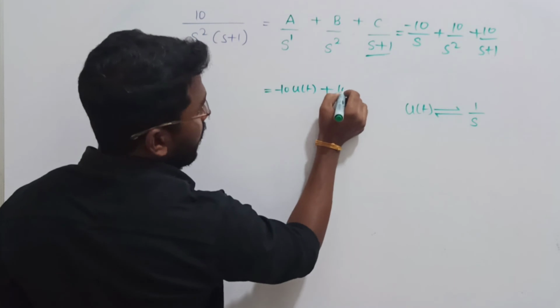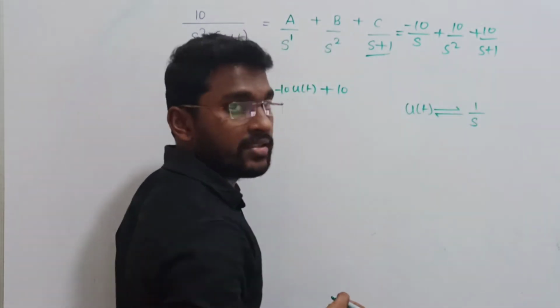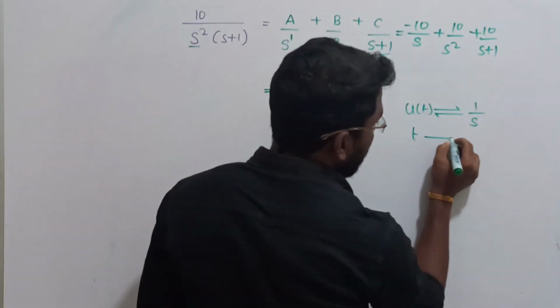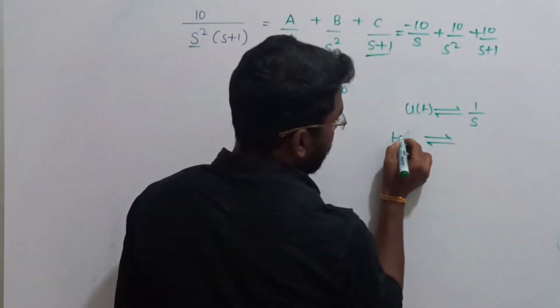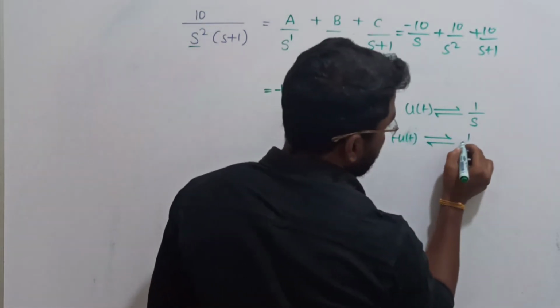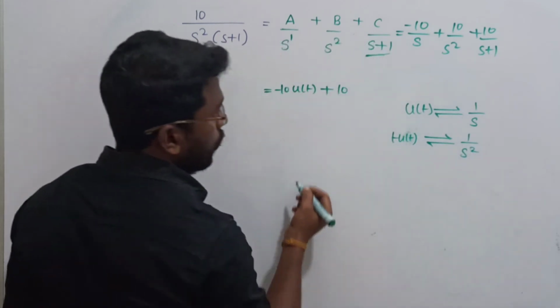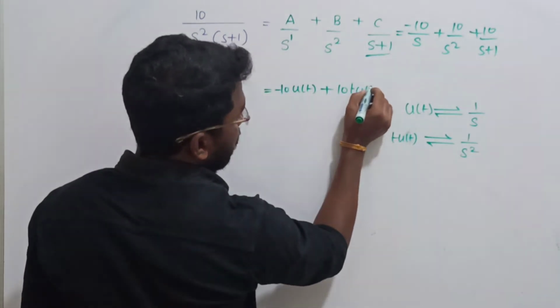Second signal, once again 10 is constant, 1 by s square. Yesterday what we saw, Laplace of t into u of t, I can write like this, t into u of t can be written as 1 upon s square. So second case that will be replaced by 10 into t u of t.